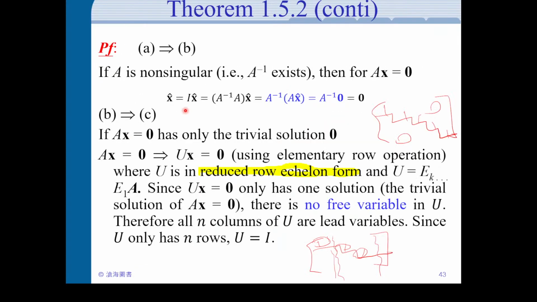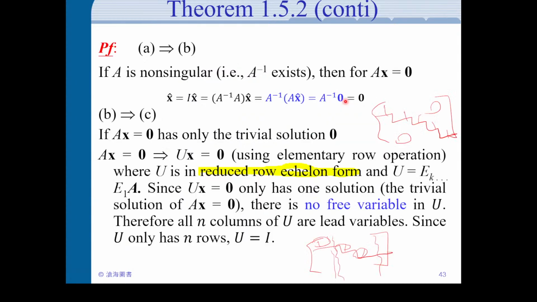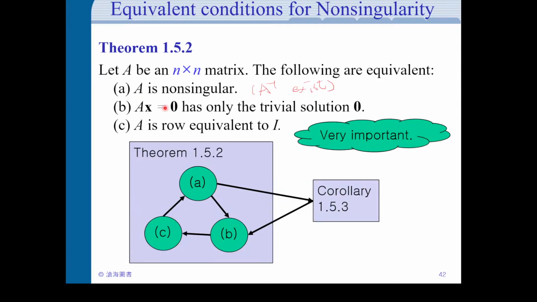Okay, so whenever X satisfies Ax equal to 0, X must equal to 0. Remember X is a column vector, and 0 is a column vector. So this X column vector equals the 0 column vector. That means all the components of X must equal 0. So Ax equal to 0 only has the trivial solution. And then we use condition B to show condition C.